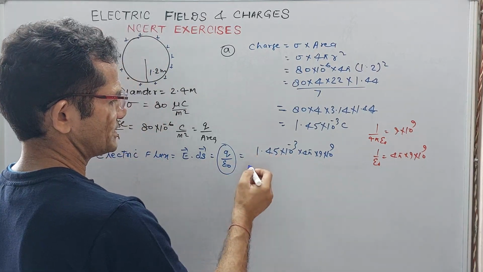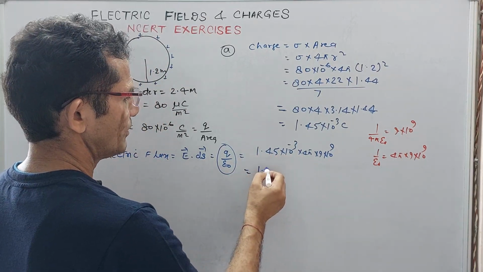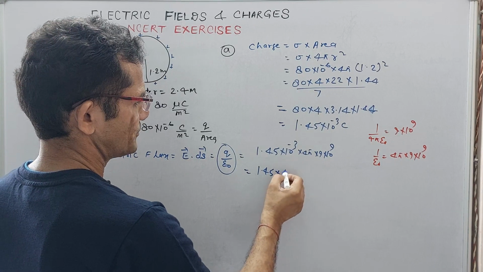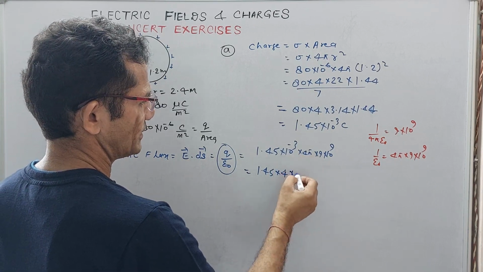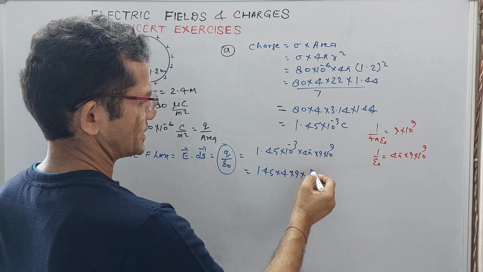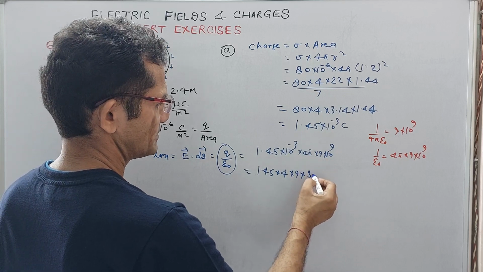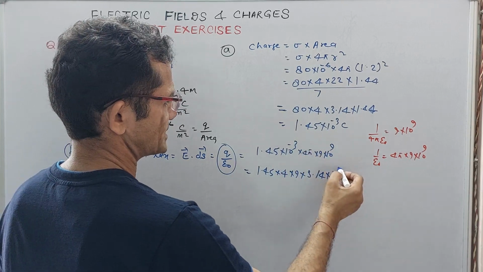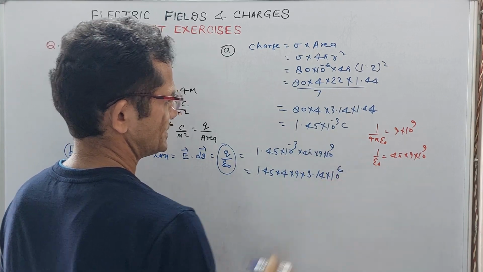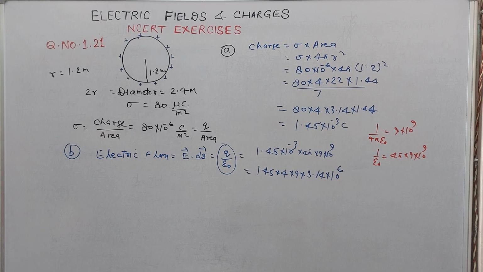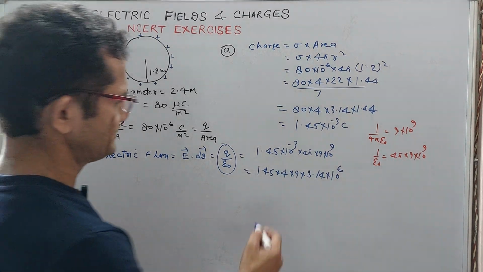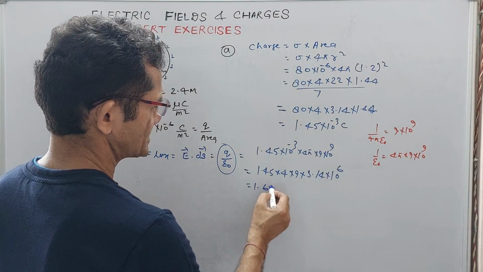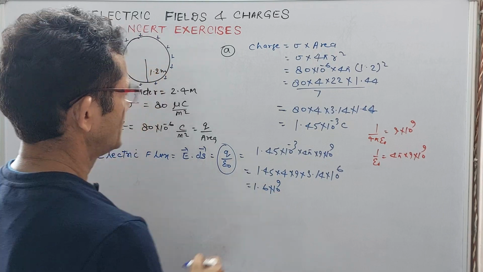Now if I simplify this, 1.4 pi into 4 into 9, with pi as 3.14, and 10 raised to the power minus 3 plus 6. Adding minus 3 plus 9 gives plus 6. So this is the value. If I calculate, the value comes out 1.6 into 10 raised to the power 9.